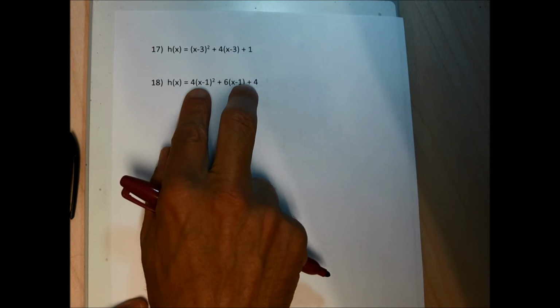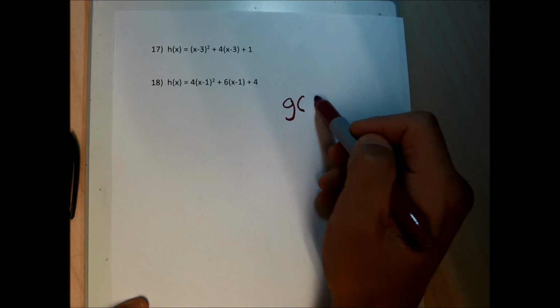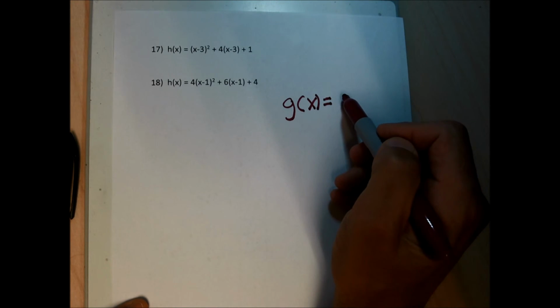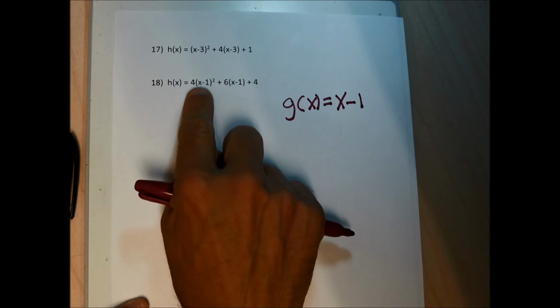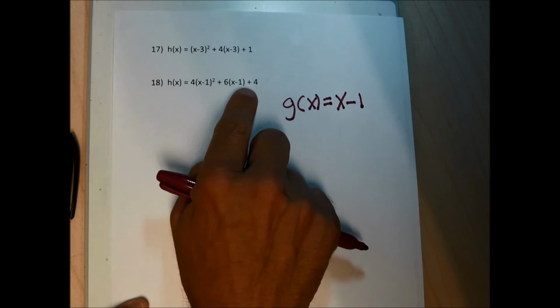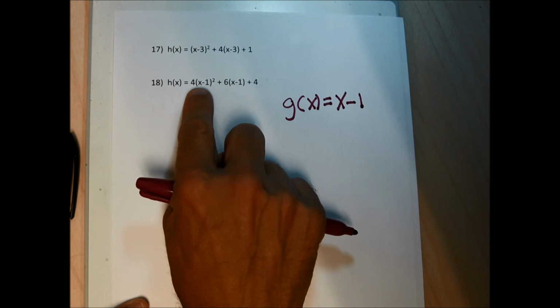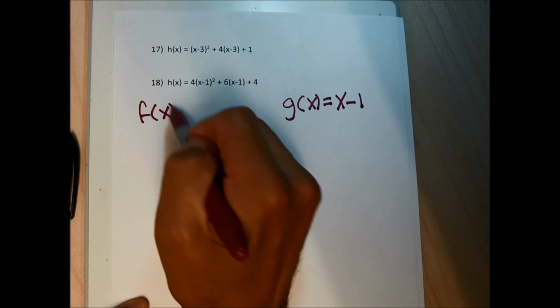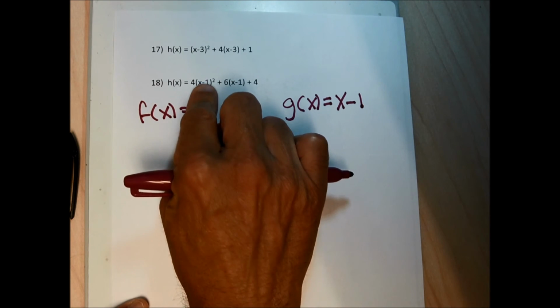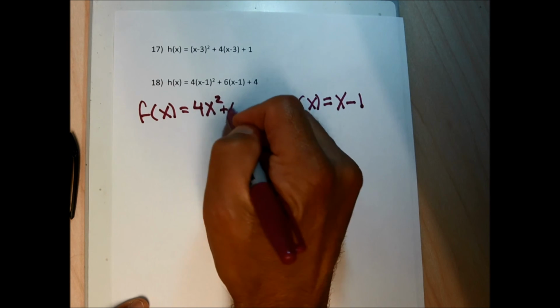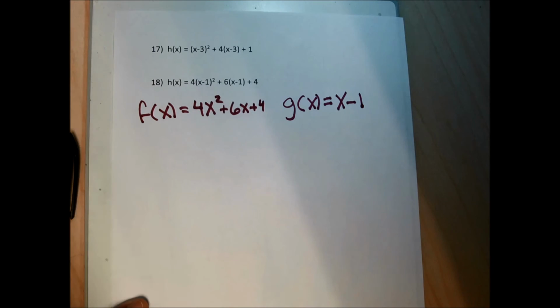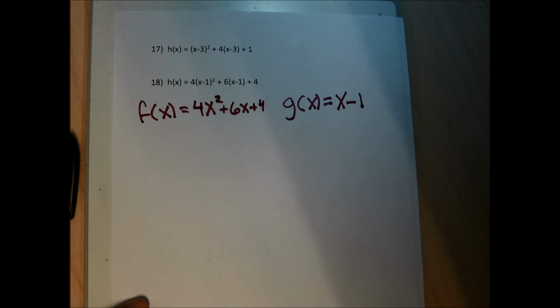On 17 and 18, there's multiple parentheses. That's not a problem, as long as the insides of the parentheses are the same. I'm going to make g of x the insides of the parentheses, which are x minus 1. I'm going to make f of x the original problem with the g of x changed to x. So for f of x, I'm going to change that g of x to an x. So my f of x is going to be 4x squared plus 6x plus 4.